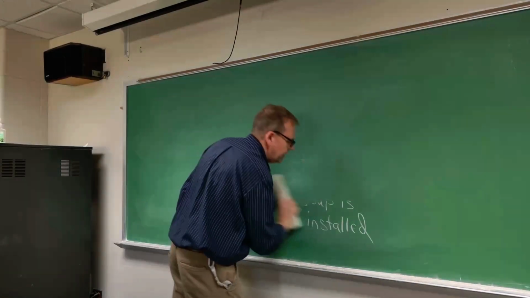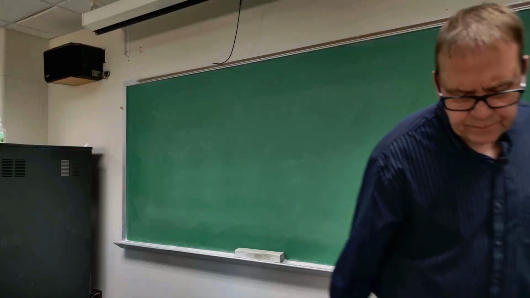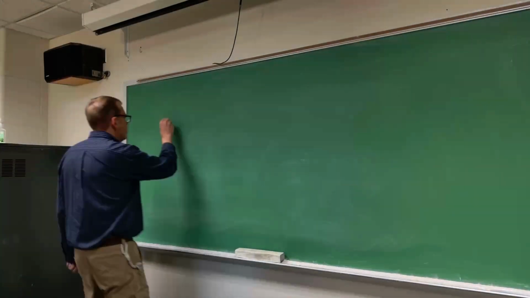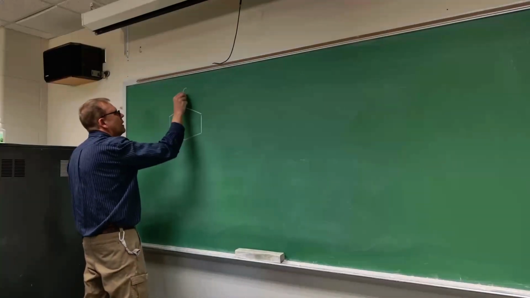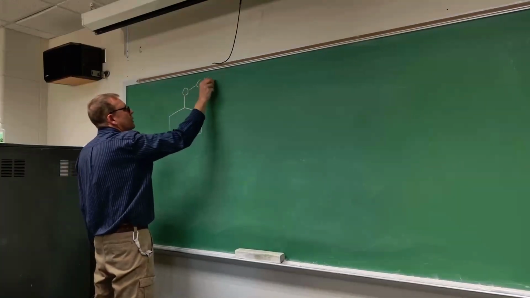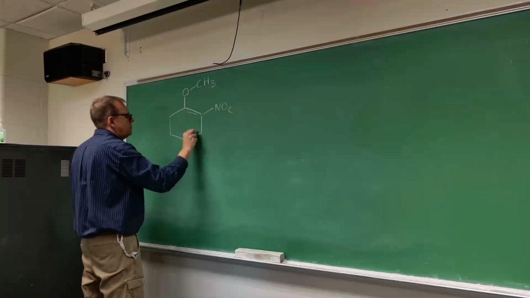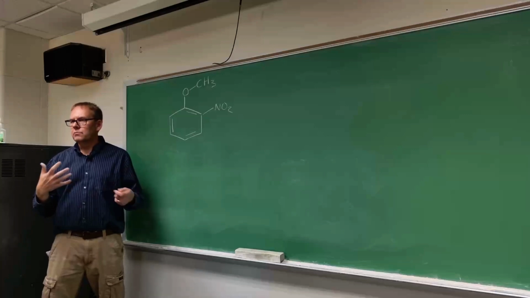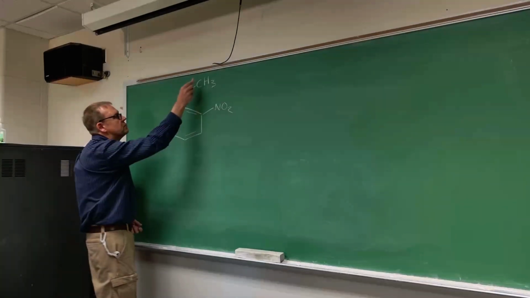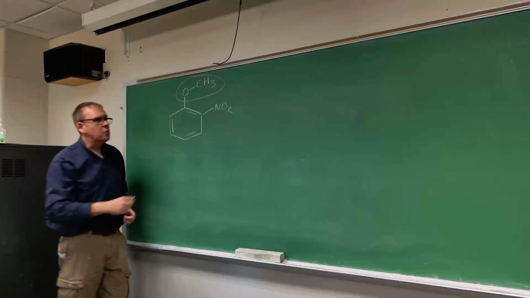It's a benzene ring that I'm going to be presenting here that has 2 substituents on it. And this one has an OCH3 and a nitro. So let's look at the groups here individually. And I will just start with the methoxy group. That's a strong activating group and an ortho-para director.